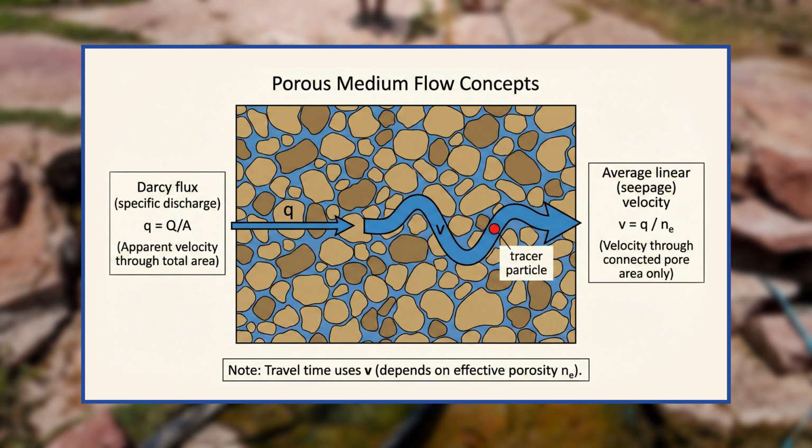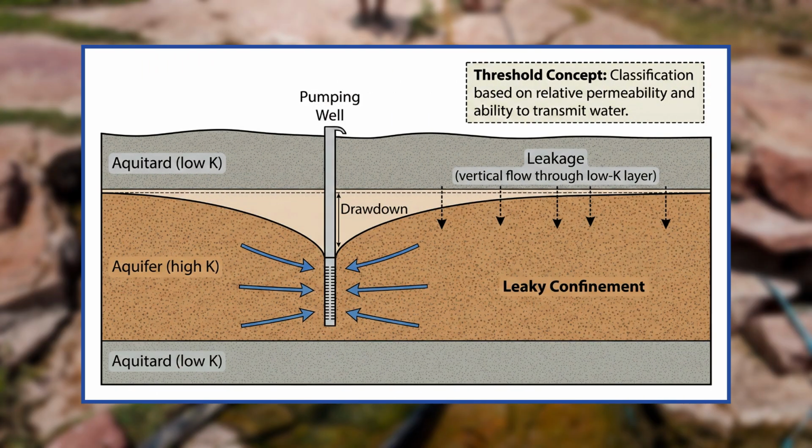Porosity is essential for converting Darcy velocity, or specific discharge, into the actual speed at which water moves. The average linear velocity is calculated by dividing the specific discharge by the effective porosity. The distinction is critical for calculating the travel time of contaminants. The magnitude of permeability dictates whether a formation is classified as an aquifer, permeable enough to yield economic quantities of water, or an aquitard, with insufficient permeability to yield to wells but which may transmit leakage.